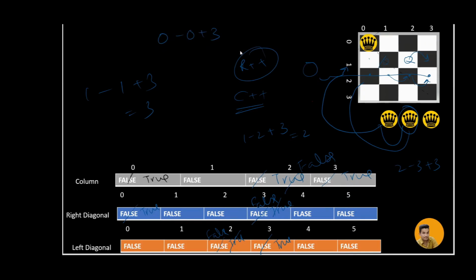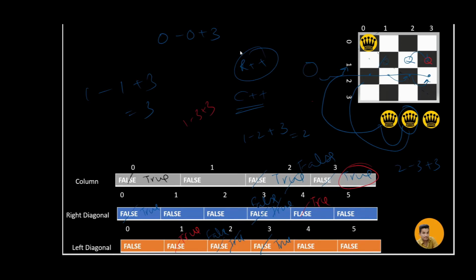We'll place this queen here. So that means column 3 will make this true, and which diagonal is this? This is the right diagonal; left diagonal is 1 minus 3 plus 3, that means 1. So for the left diagonal, this will be true, and for the right diagonal 3 plus 1 is 4. So we'll make this true, and we'll go next. Like this we're going to proceed again and again.